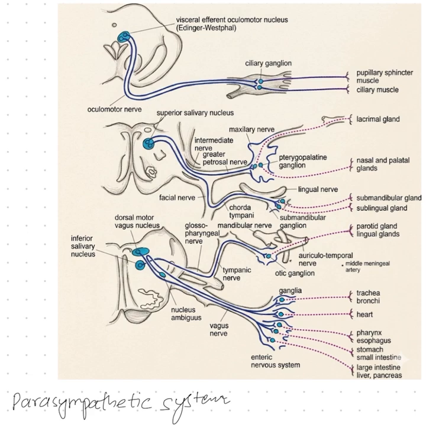Hello everyone. Today we will discuss a very important topic, the cranial parasympathetic nervous system. This diagram summarizes the entire cranial parasympathetic outflow. There are four cranial parasympathetic ganglia: ciliary ganglion, pterygopalatine ganglion, submandibular ganglion, and the otic ganglion.